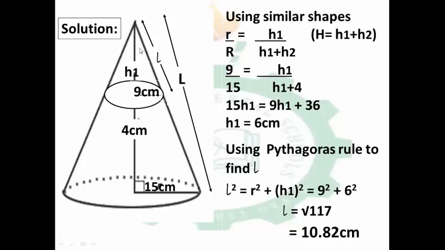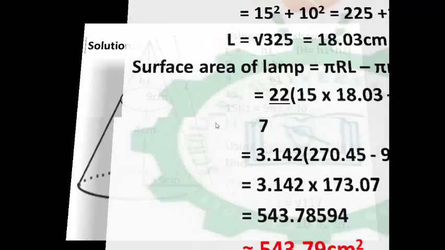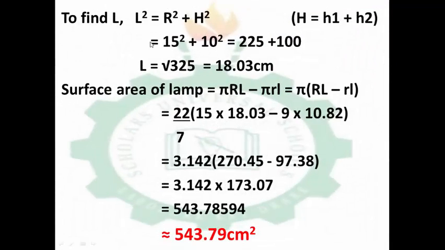Now to find the capital L, that is also going to be L square equals capital R square plus H square. And you remember your radius for the bigger cone is 15 centimeters, and that means 15 square plus 10 square for the height. And this gives you 225 plus 100, which is 325. Now L is going to be the square root of 325, which is 18.03 centimeters.